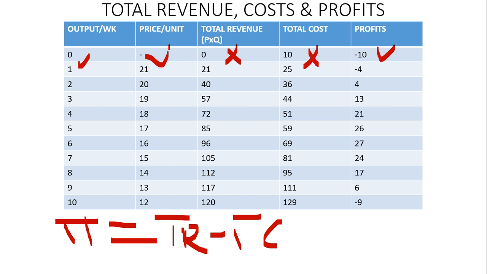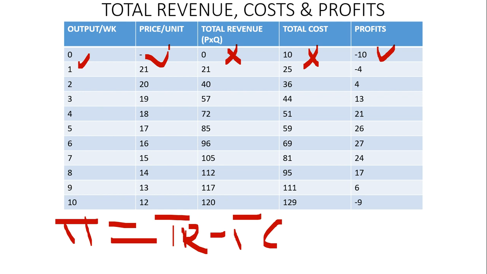And then since they have given us profit and not total cost, we know that we can find total cost by applying this identity here, that profit is equal to total revenue minus total cost. Therefore, for us to find the total cost, we should just make total cost the subject of the formula, and then total cost is just going to be the total revenue minus the profit.